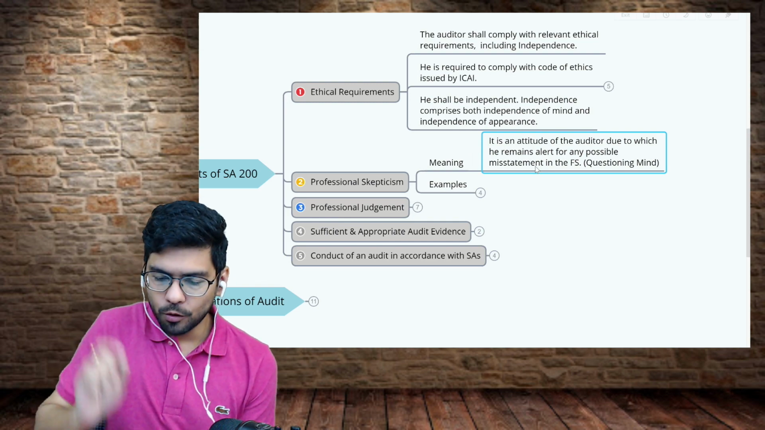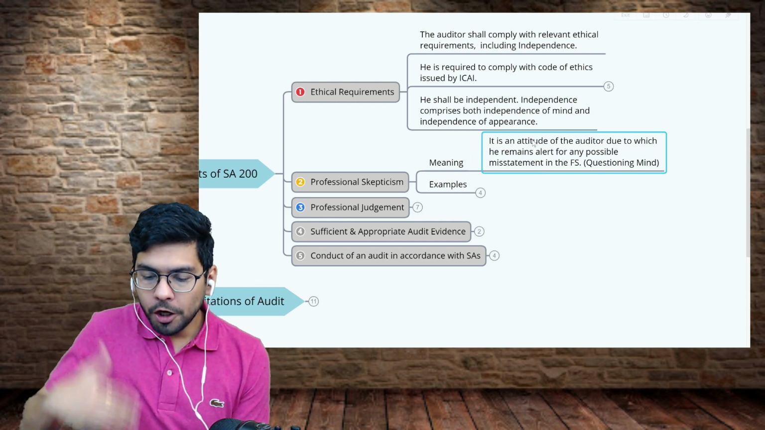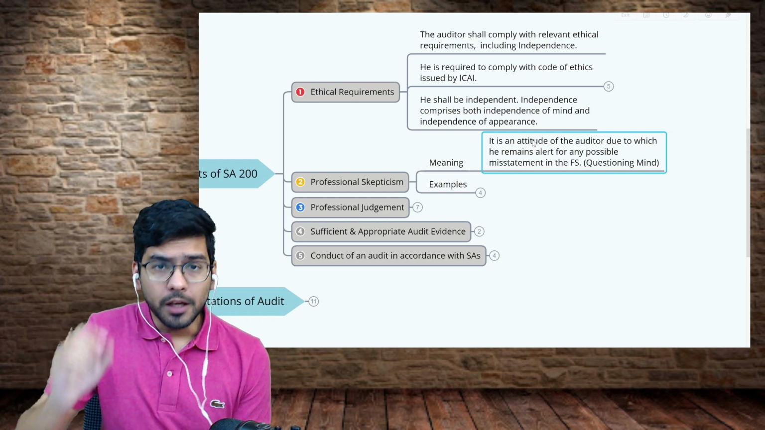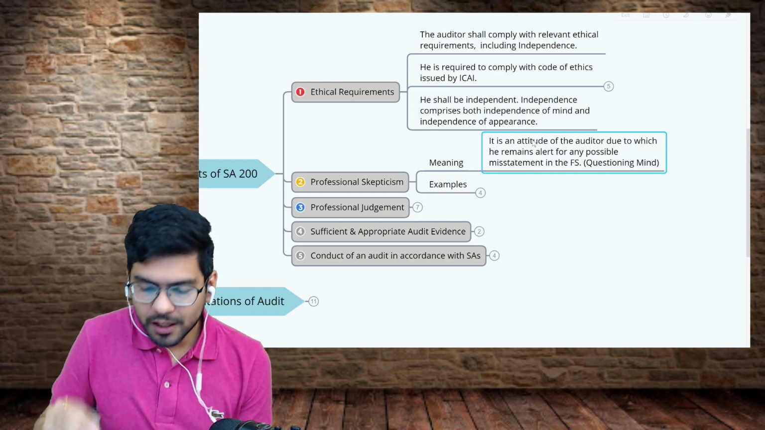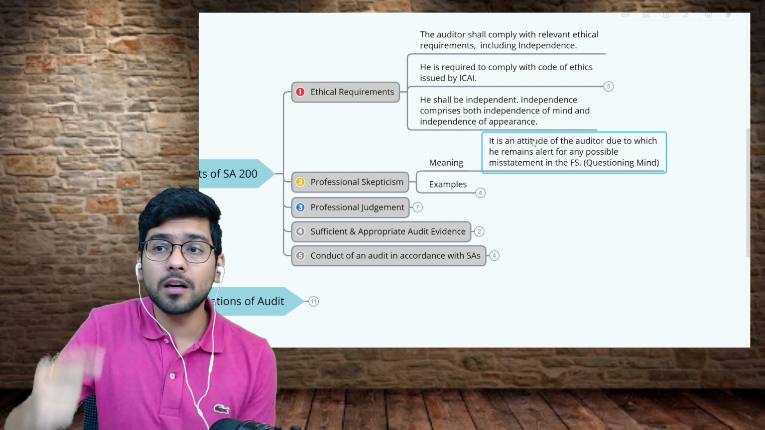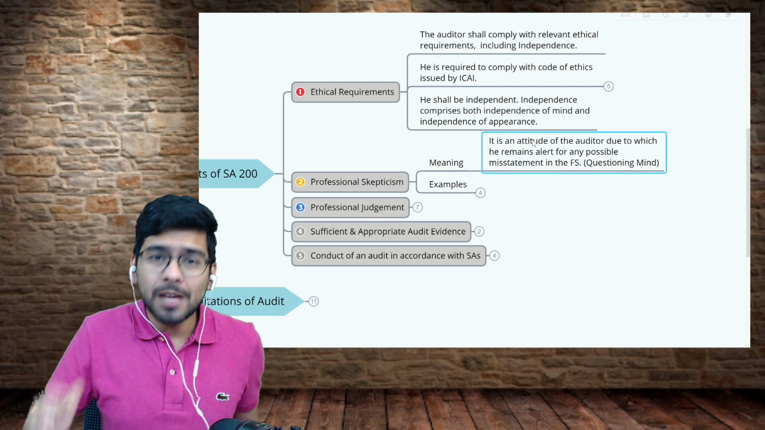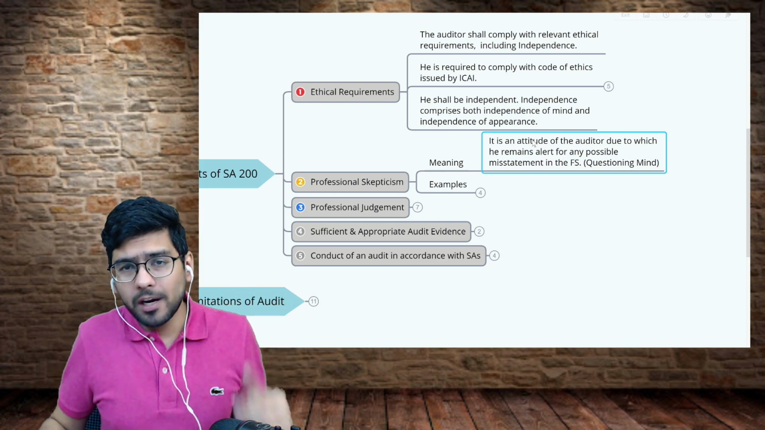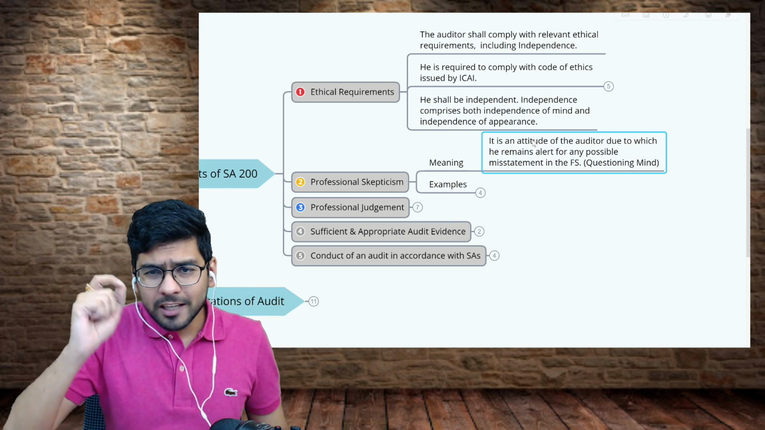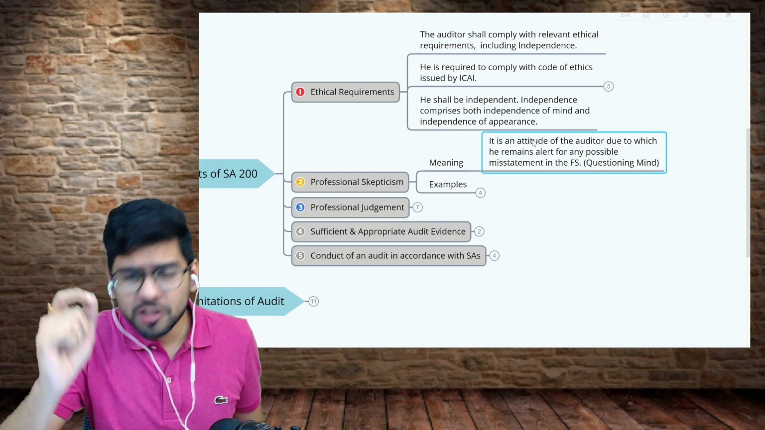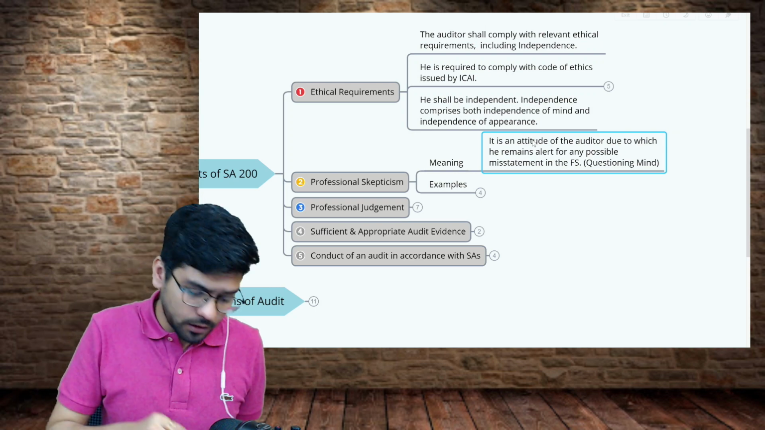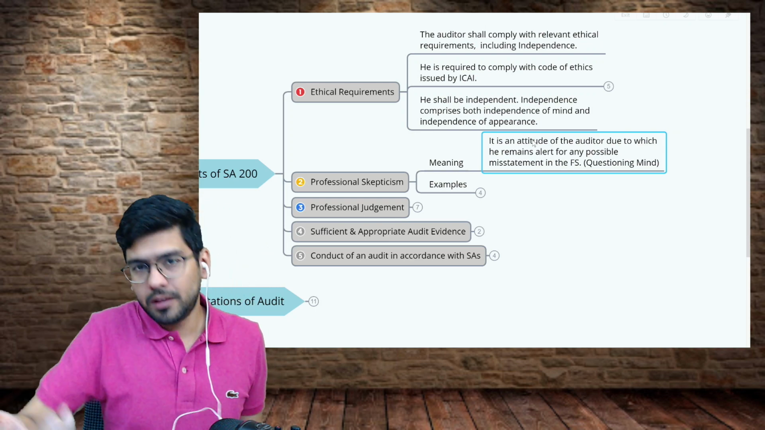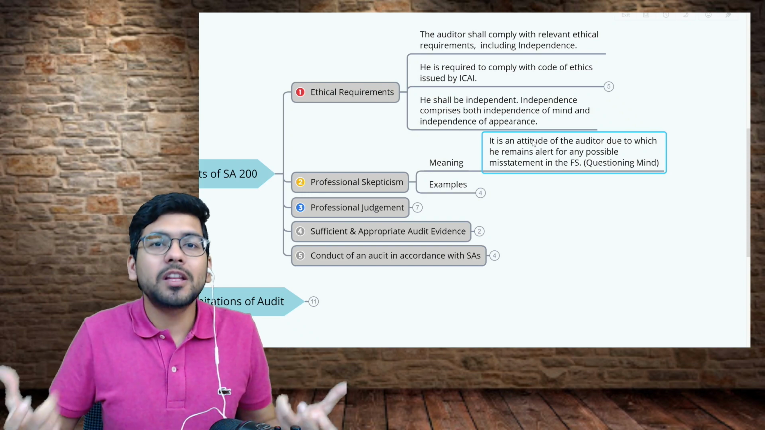Okay, so what is professional skepticism? Remember the word attitude. It is an attitude of the auditor due to which he remains alert. He remains alert for any possible misstatements in the financial statement. He remains vigilant for any possible or probable misstatements in the financial statement. Questioning mind, basically. But guys, please remember, professional skepticism doesn't mean that I'll keep on doubting everything. I'll see everything with the eyes of suspicion.